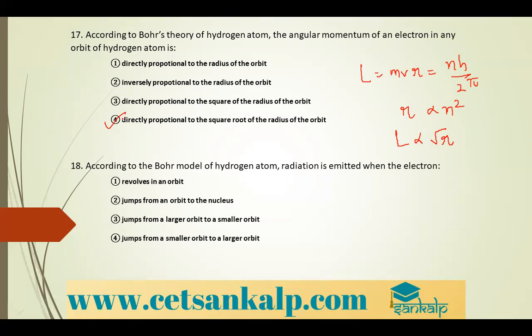According to Bohr model of hydrogen atom, radiation is emitted when the electron jumps from larger orbit to the smaller orbit. Direct question. You are done. Clear?